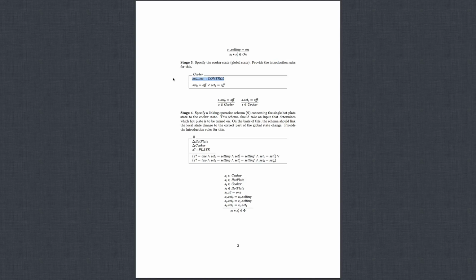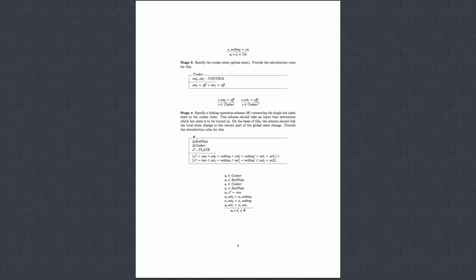But there is a condition here. In the case of the cooker, to prevent overheating, you can't have both hot plates on at the same time. So we have a condition here that says that setting 0 is off or set 1 is off. That's our condition. Right, then we have our introduction rule.